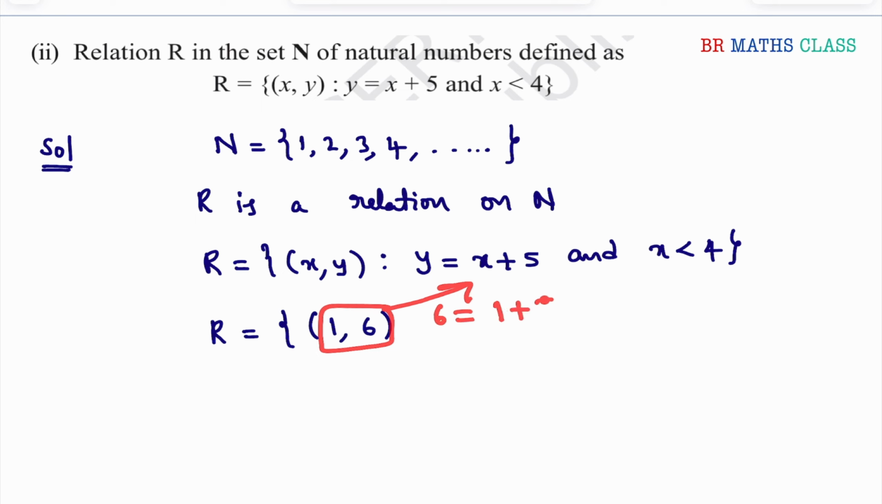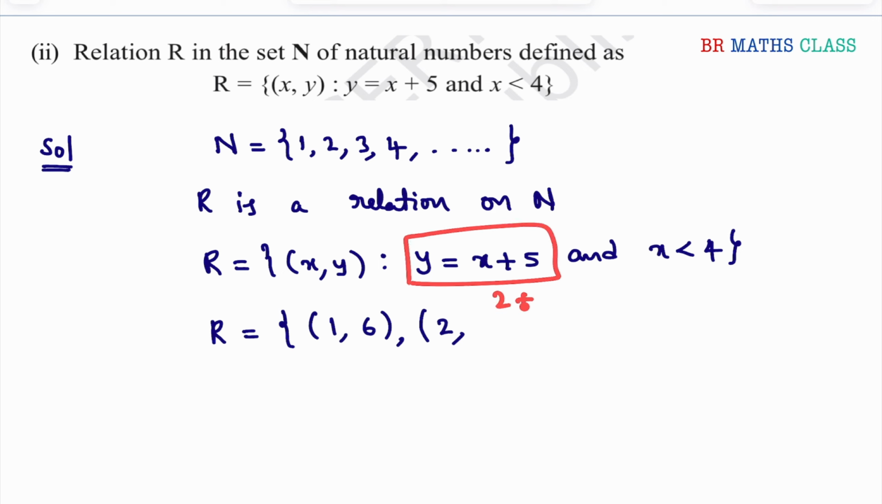Okay. Now as x is a natural number and less than 4, I'll take x is 2. You take x is 2, put x is 2 in this. What will you get? 2 plus 5 is 7. So this ordered pair is (2, 7).